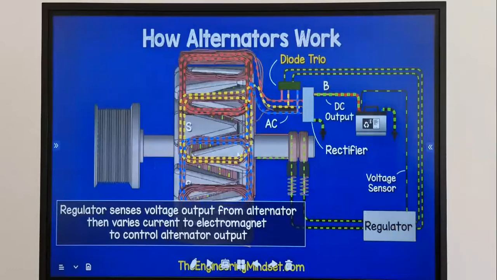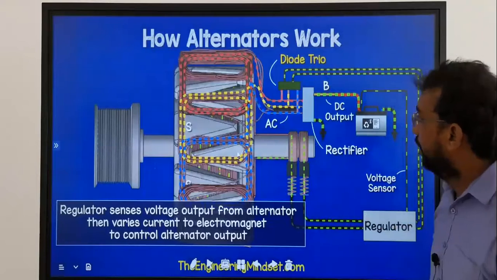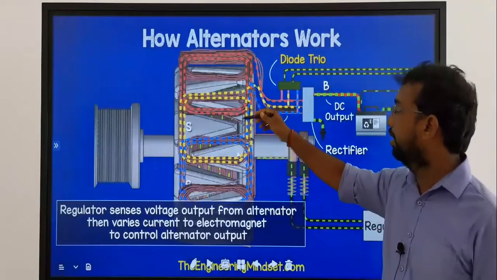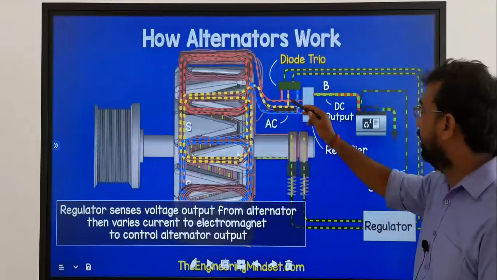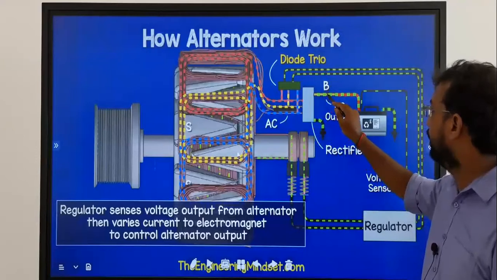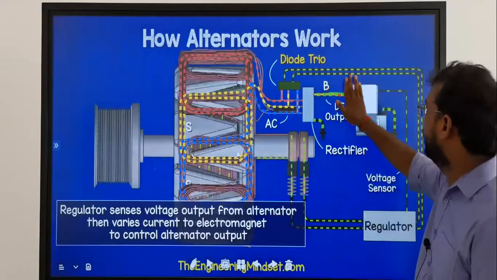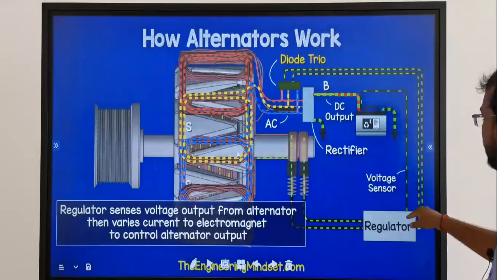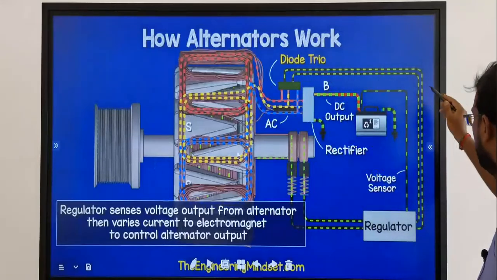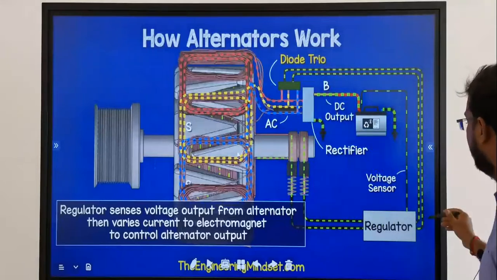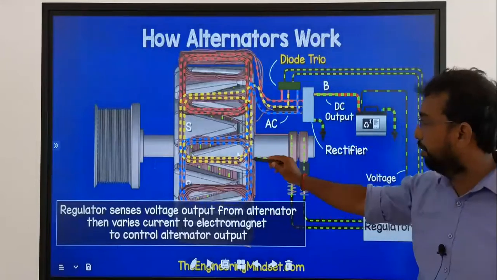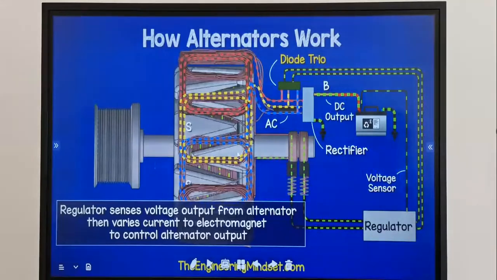I already told you, the regulator gives the supply through the slip rings, and the three-phase current goes through this rectifier. The rectifier then turns it into DC current, and the DC current supply goes to the battery. This is the voltage sense within the battery. A small amount of current goes through this regulator. The regulator controls the amount of current, and this current is supplied to the rotor.